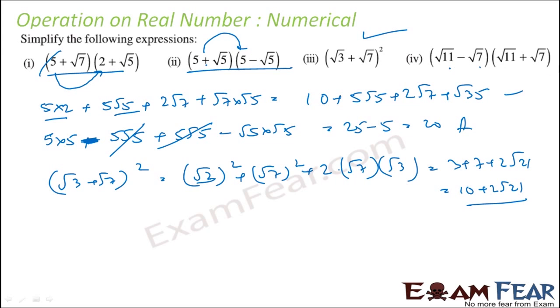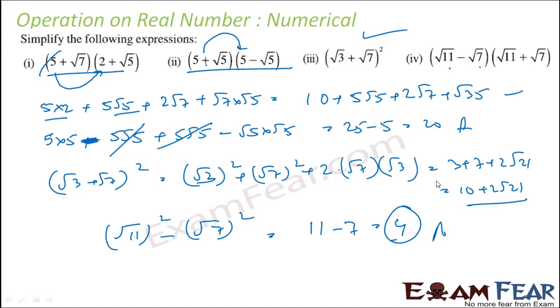Let's try this. (a minus b) into (a plus b), that is a square minus b square, right? So a square is what? Root 11 square, minus b square, that is root 7 square. Root 11 square is 11, root 7 square is 7, 11 minus 7 is 4, and that is the answer. So this big expression is nothing but 4.